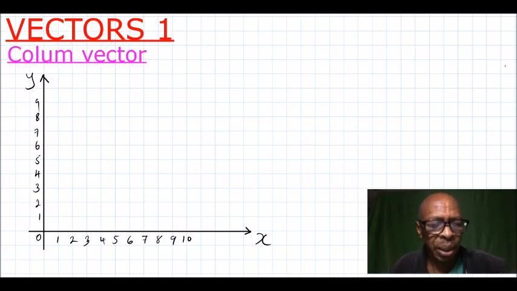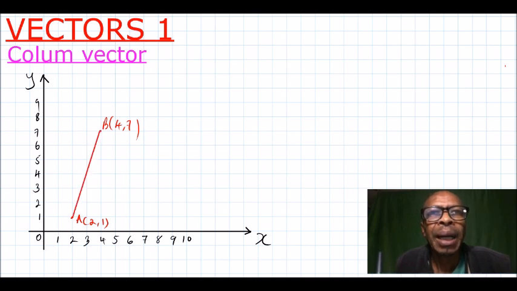We are going to use a Cartesian plane to demonstrate what a column vector is. We are going to take 2 points on the Cartesian plane. We take A, which is 2, 1. So you read 2 and 1. That is where we have our A, coordinates 2, 1. And B is 4, 7, so we take 4 and 7. That is where we have our B. You join the 2 points to come up with a vector. When you have a vector, you must always indicate the direction. A vector has a direction and magnitude.